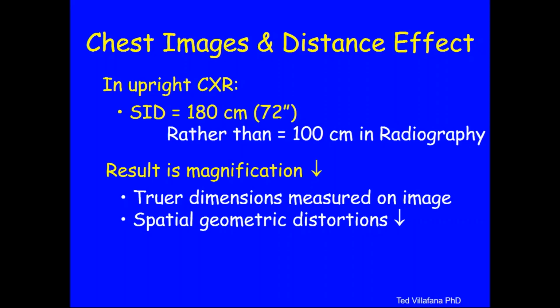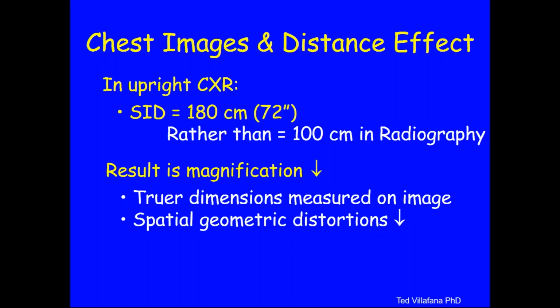Okay, it also gives us true dimensions, where the dimensions seen in the image correspond in a set manner to the dimensions in the patient. So those are two good reasons why we want to go to a long SID, and we can get away with it in upright chest because you're going through a chest. A chest is mainly lungs, which is mainly air. So there's a lot of penetration available.